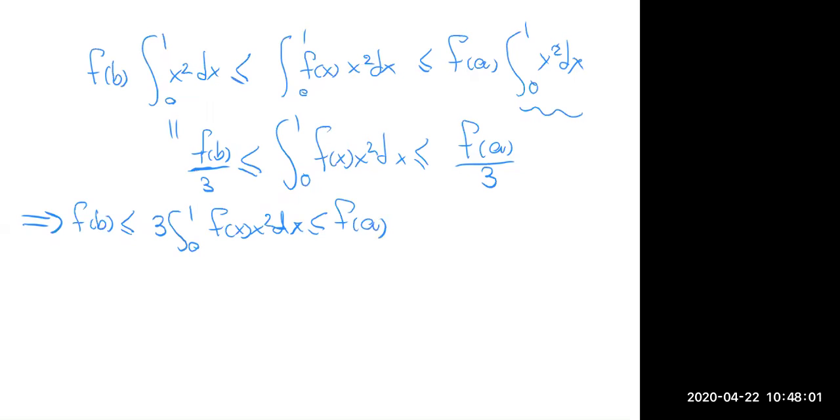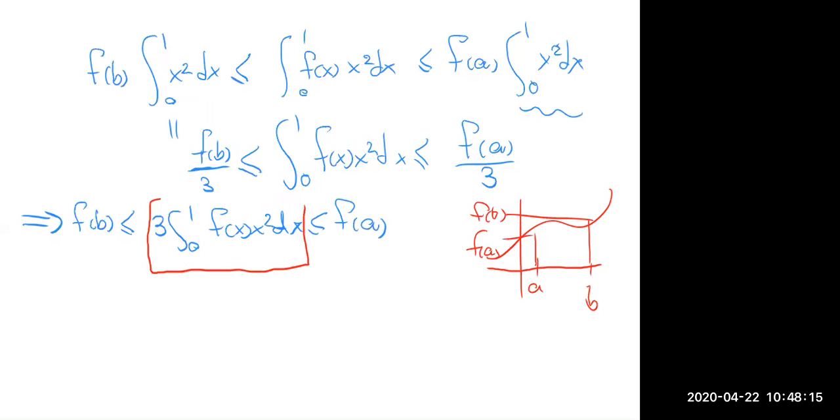Now, look, I have the graph of f, I have a, I have b, I have f of a, I have f of b. Now I have something, let's call it c, between f of a and f of b. Well, f of a here is above f of b. So I have something between f of a and f of b.